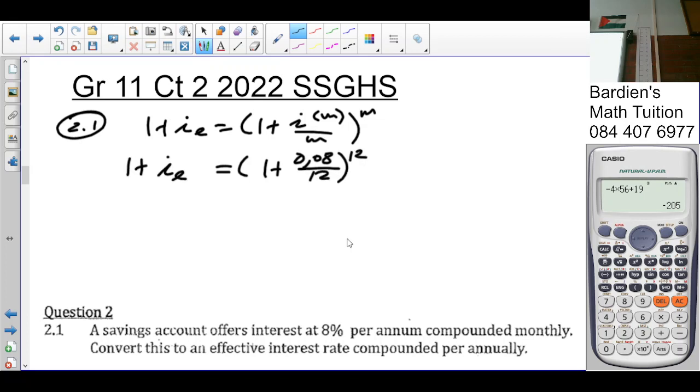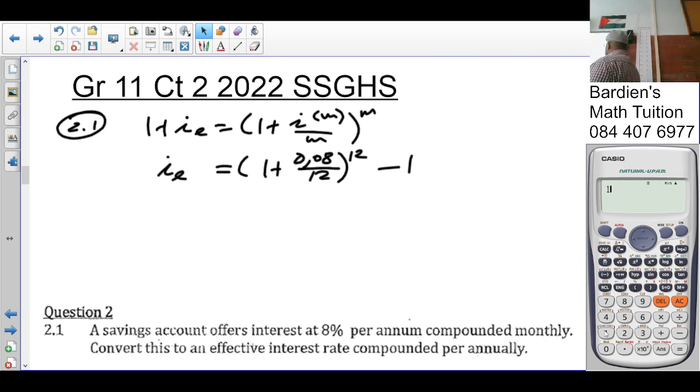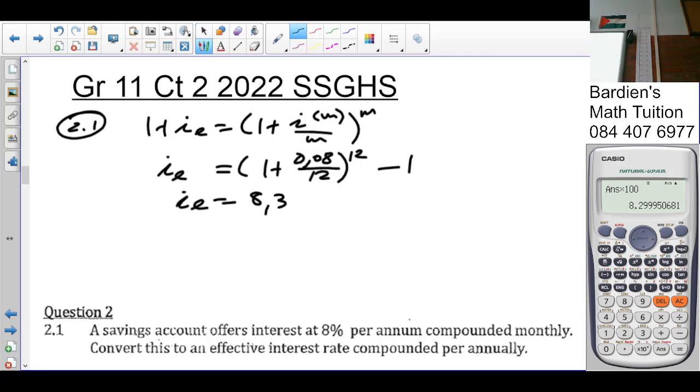So it's 1 plus i effective. So what I do is I take that 1 over the equal sign, becomes minus 1. Let's punch that in the calculator. Remember this formula is not given in the exam. You must memorize this formula, okay? That's 0,082999, and of course you multiply it by 100, you get 8,3%. So i effective is 8,3%. Okay? The next question.